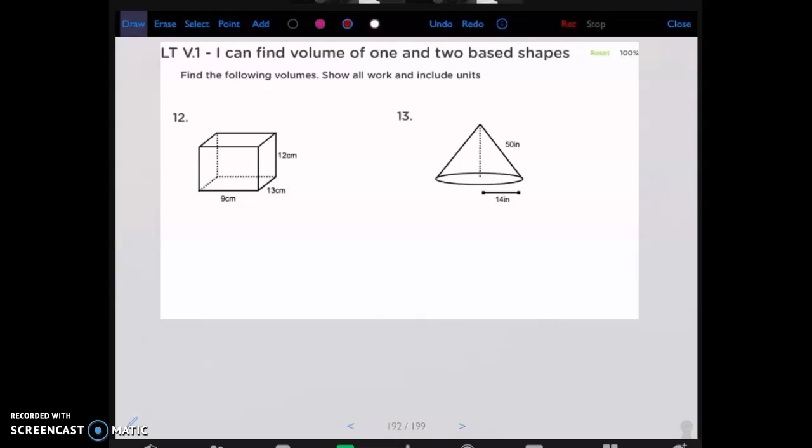All right, volume, finally. So much easier. What we have to do is find this is a two-based shape. So we do area of the base times height. Area of the base is 9 times 13. And then we tiny tower it up.